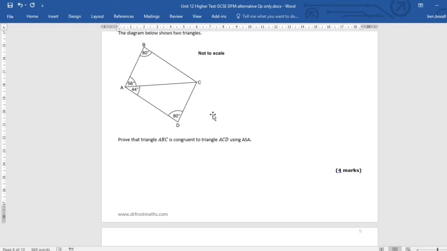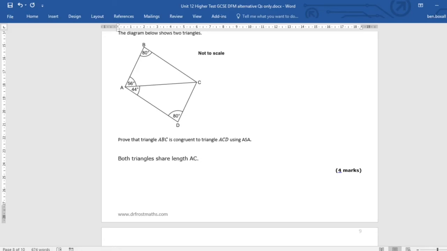Okay, well, the interesting thing about that is we don't know any side lengths. So it's very difficult to say this side in this triangle is the same as that side in that triangle. But both triangles share length AC. So you know that the length AC in both triangles is the same because they're touching each other. So that's the S part of ASA sorted. Okay, because they both share the length AC. They both share that same side.